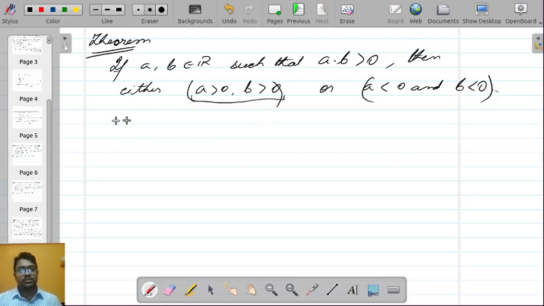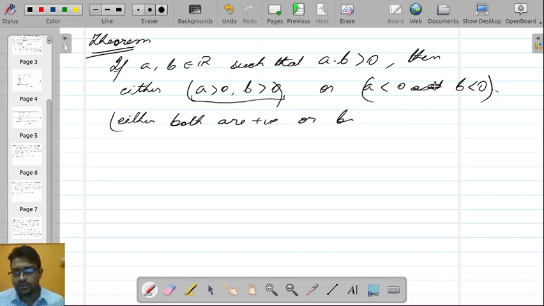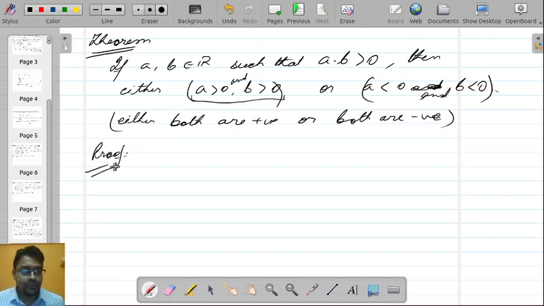That is, either both are positive or both are negative. Let me write "and" so that you don't get confused. So either a greater than 0 and b greater than 0, or a less than 0 and b less than 0. So either both are positive or both are negative. So how will you prove it?